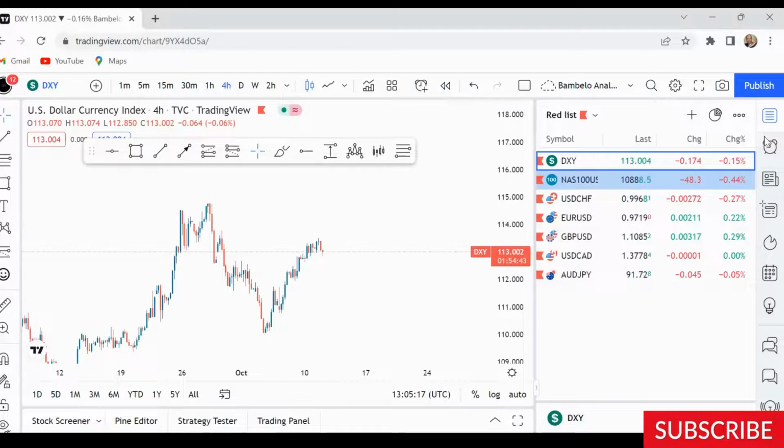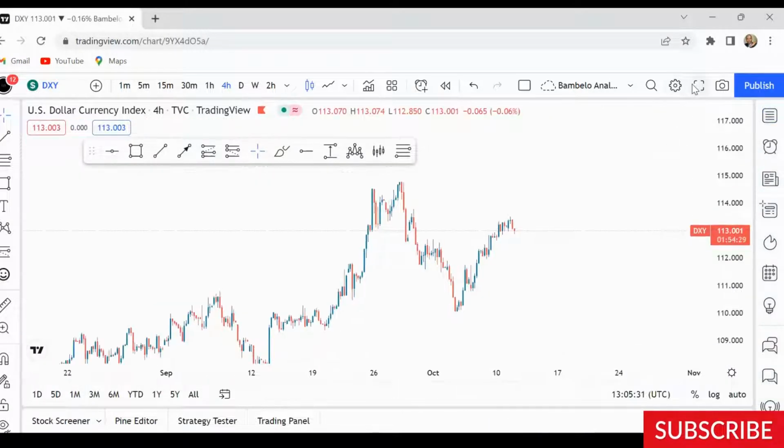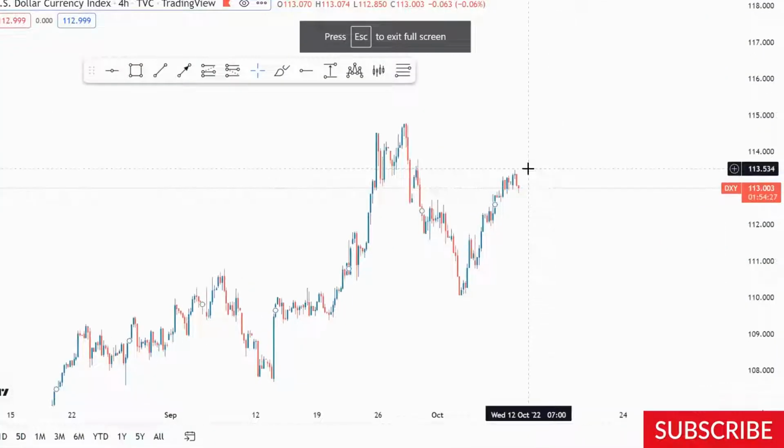So as usual, I'm going to start with the DXY, as it is going to give us an indication as to how the dollar is expected or will perform throughout the week, right? So let's get to that. So let me start on the daily time frame.